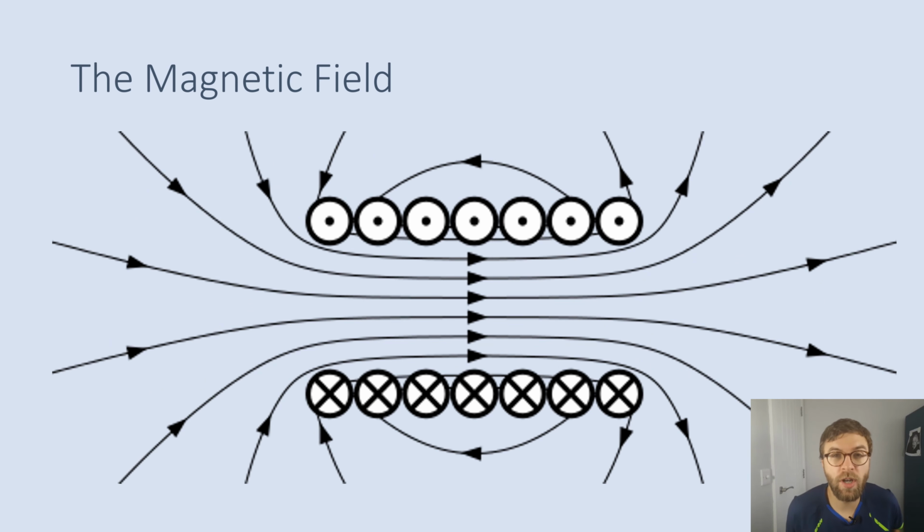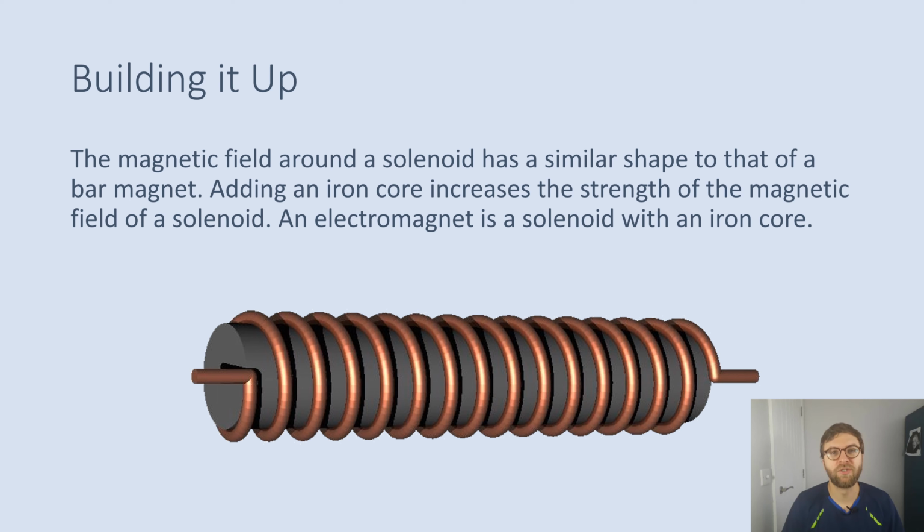You need to be able to draw a diagram of the magnetic field, and it looks like so. It's a little bit hard to convert onto your diagram, but you've got those magnetic field lines running through the solenoid and around. You'll see that the shape is very similar to that of a bar magnet. Now, if you want to increase the strength of the magnetic field with your solenoid, you want to add an iron core into it. An iron core increases the strength of that magnetic field, and we call that assembled product, the solenoid with the iron core, an electromagnet.